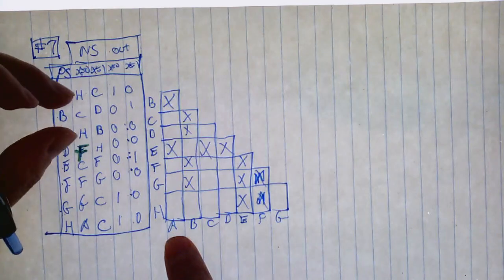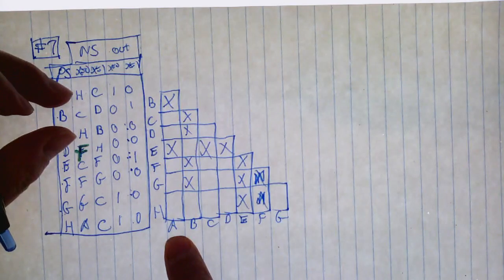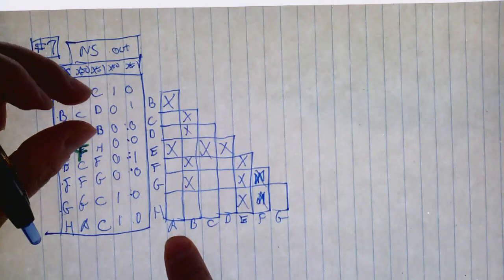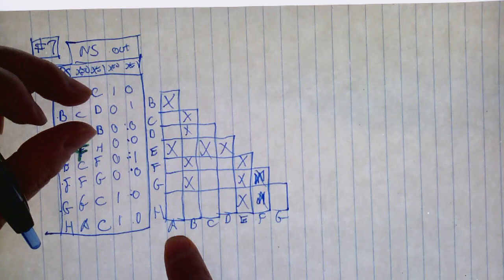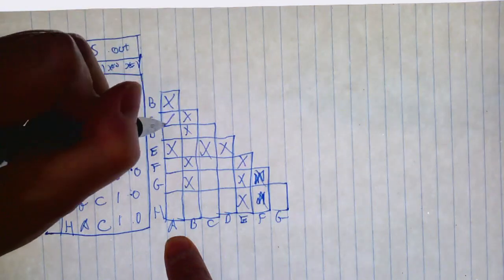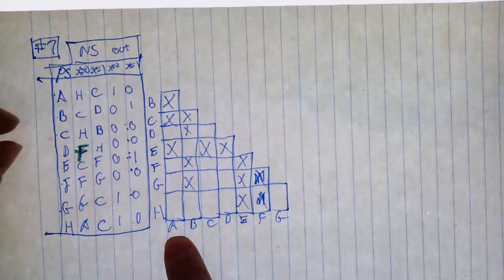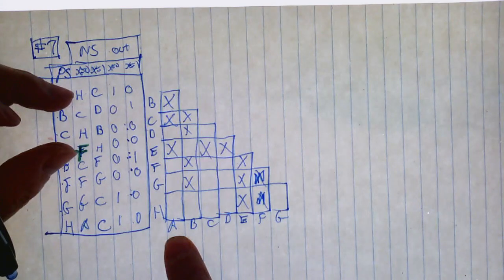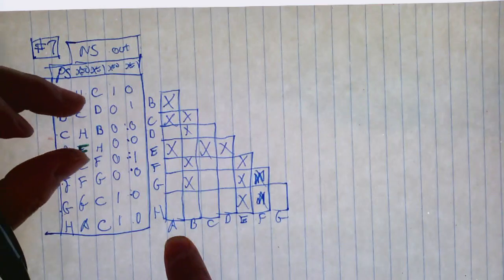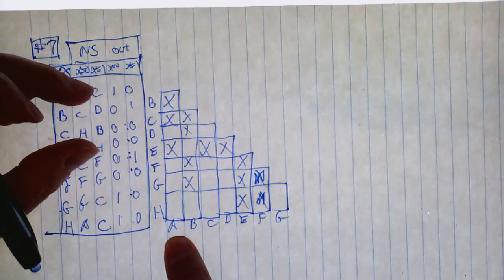A through C, H is equal to H. That's correct. Does B equal to C? It does not. And therefore, put an X in here. Let's look at A and D. Does F equal H? We don't know. Does C equal H? We don't know.